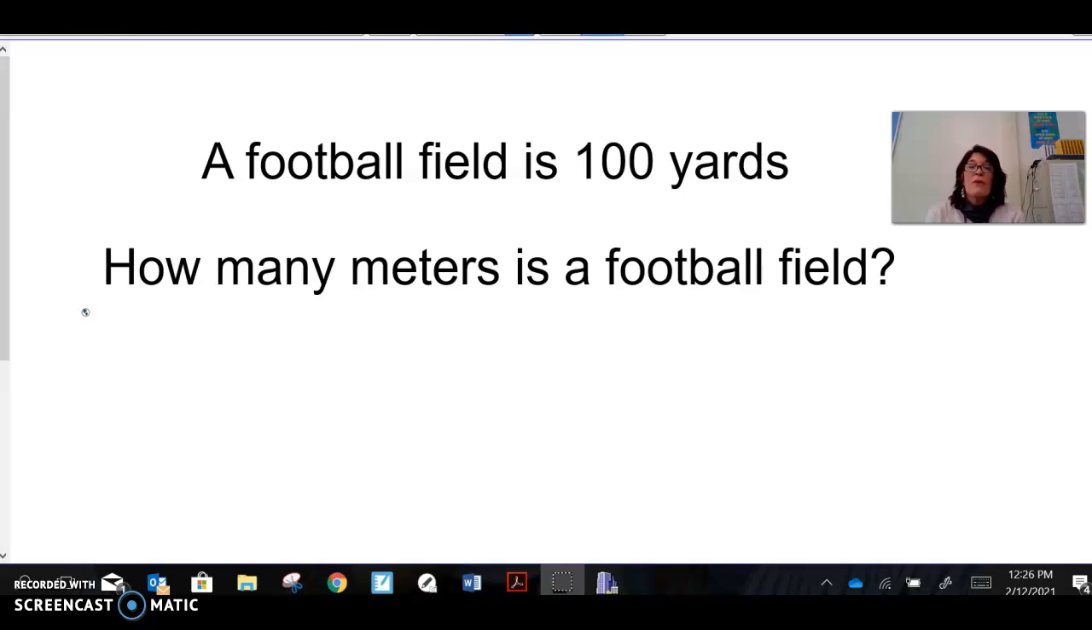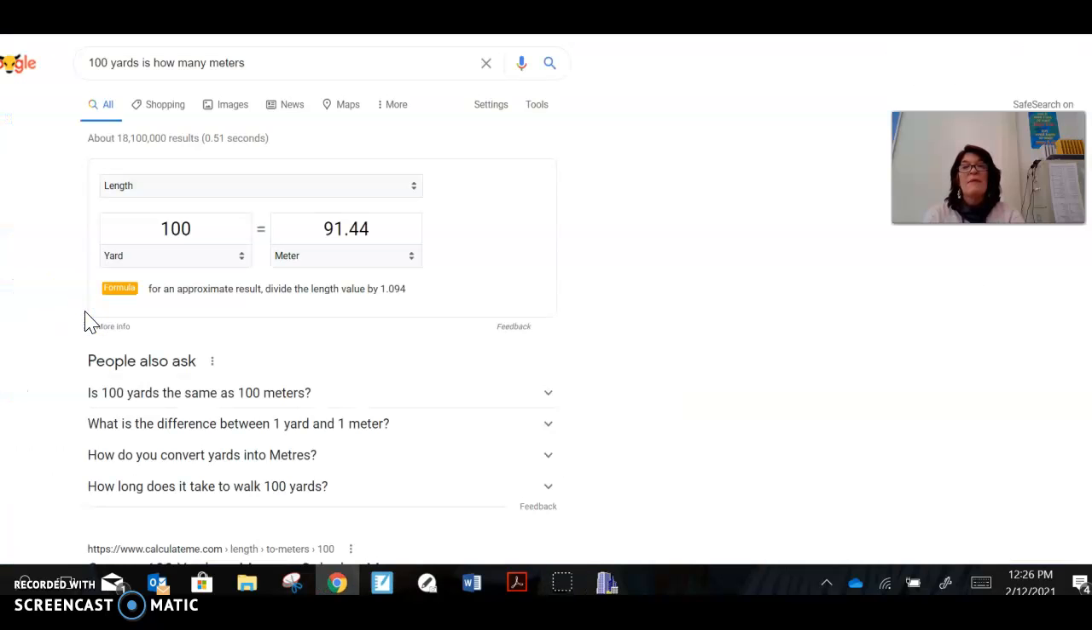We have a football field. We know it's 100 yards, right? 100 yards for a football field. What if we wanted to measure it in meters? Same length of the football field. I still have to run that far, but how many meters is that? Here we have this nice little converter. You put the yards, it converts how many meters?